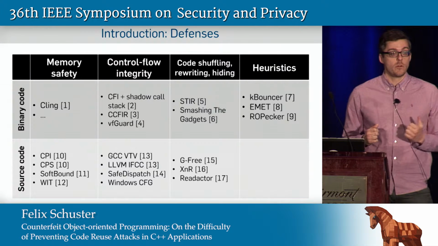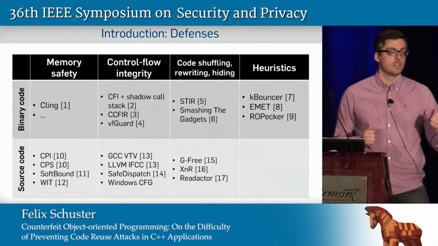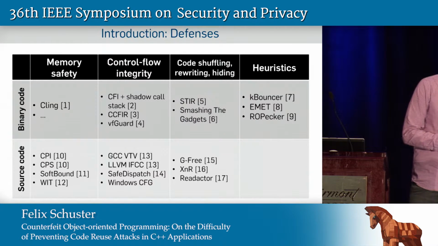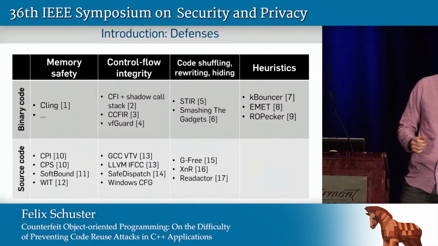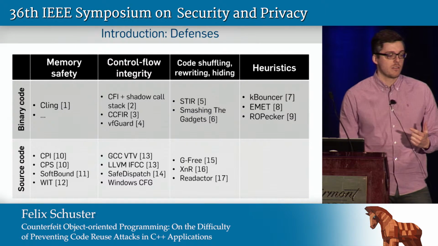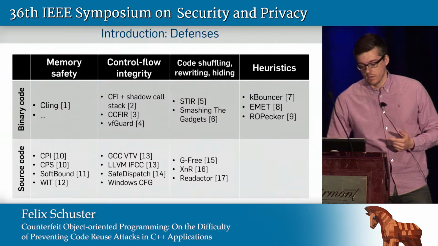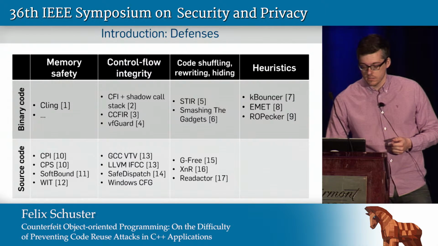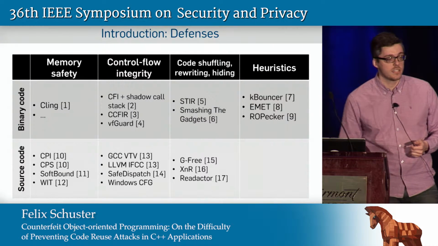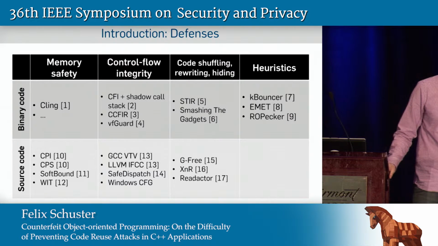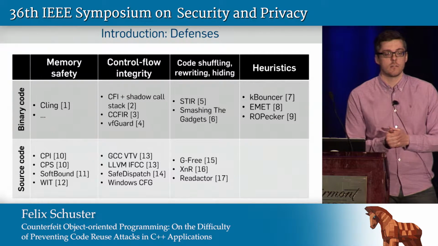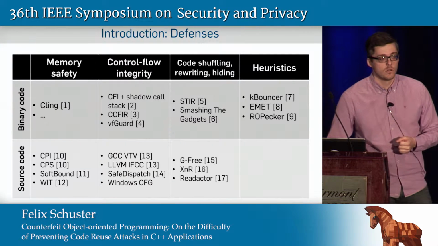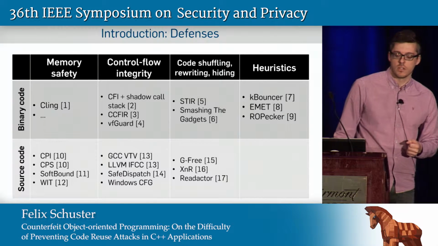They are first memory safety approaches, which try to prevent the initial control flow hijacking. Then there are control flow integrity approaches, which try not to prevent the initial control flow hijacking, but rather to mitigate the following code reuse step. They try to prevent an attacker from branching to funny code locations, essentially. Then there are code shuffling and rewriting and hiding techniques, which try to hide the code from the attacker or make it unusable for reuse. And then finally, there are heuristics-based systems which try to detect code reuse attacks at runtime using different heuristics.